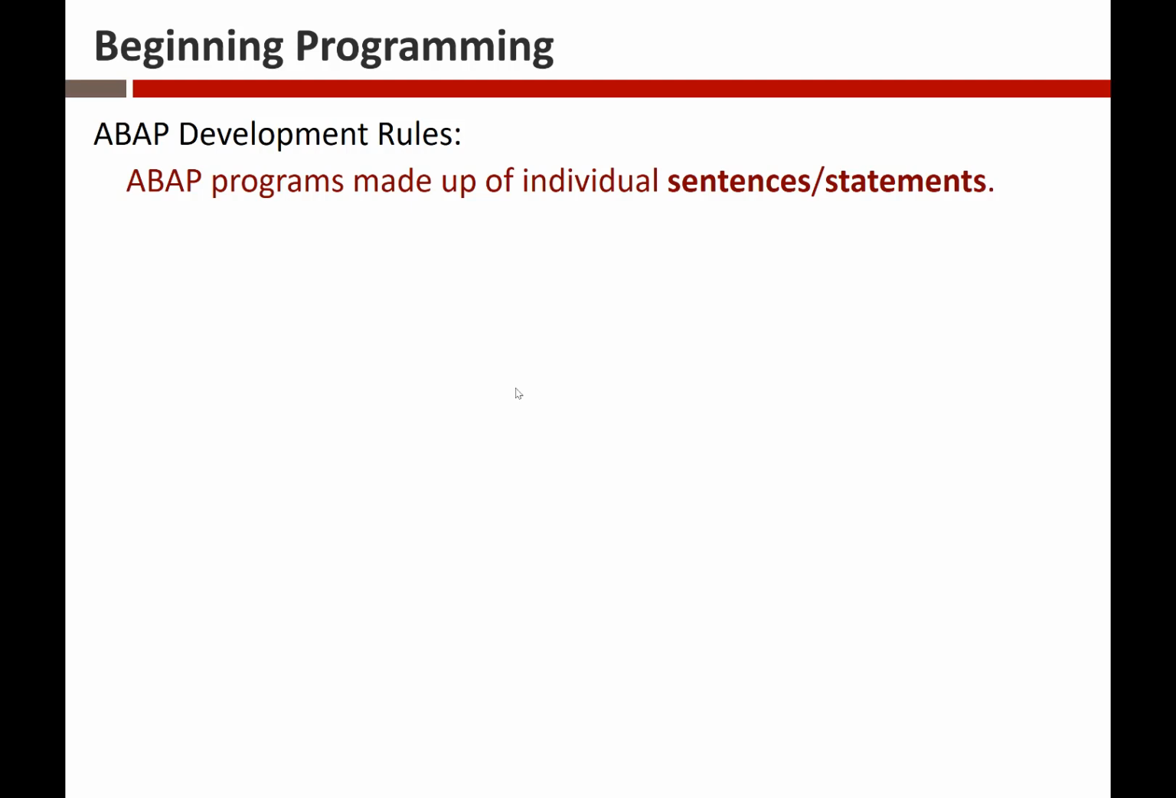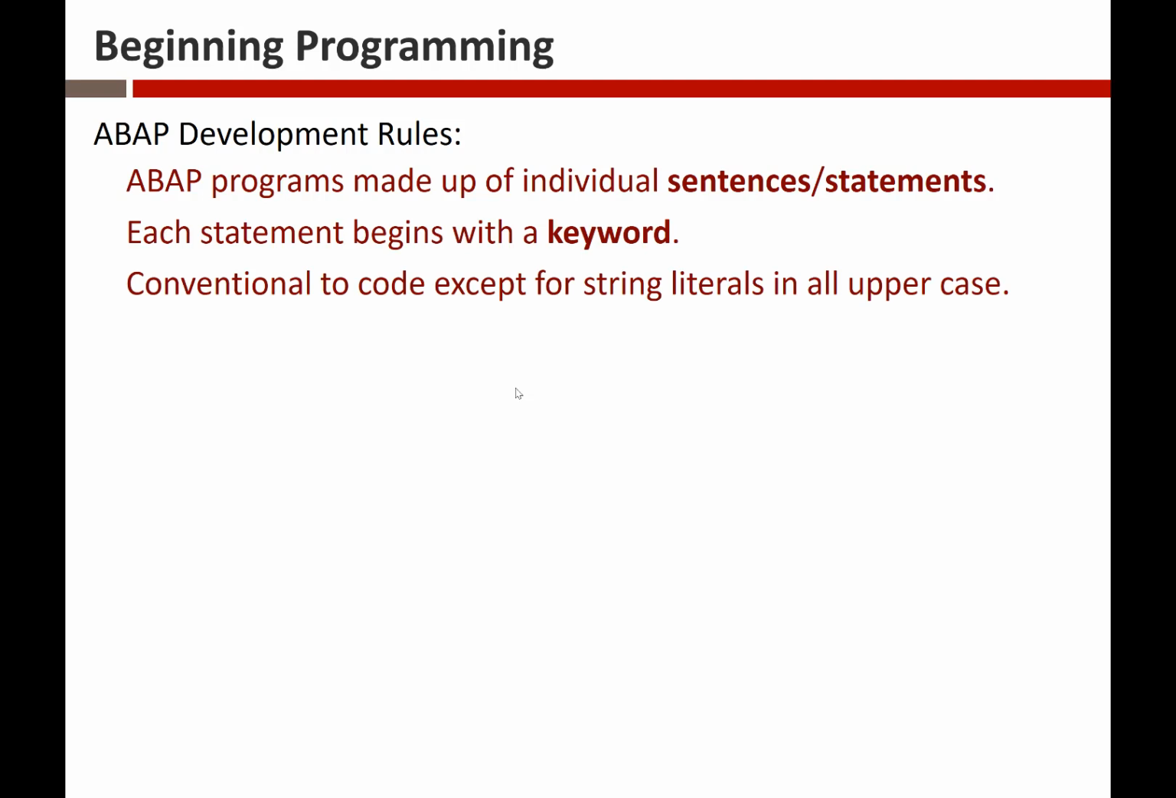ABAP programs are made up of lines of code. Those lines of code, like in other programming languages, are often referred to as statements. But you see a term that's used in ABAP that you don't typically see in other programming languages, which is sentences. I don't know that I'll use that term a lot, but if you hear an ABAP developer talking about 85 sentences, that's 85 lines of code. Every ABAP line of code begins with a keyword.